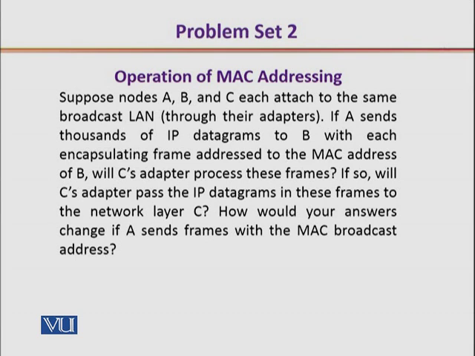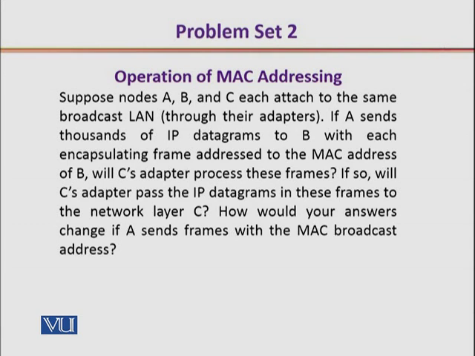Assuming that A has a lot of data to be sent to B, thousands of IP datagrams, and each is encapsulated as a separate frame, if the destination address used by A is that of B, what would be the response of C? Because C is going to overhear the transmissions from A to B because they are on the same broadcast network. Will C's adapter process these frames, or is C just going to discard them?